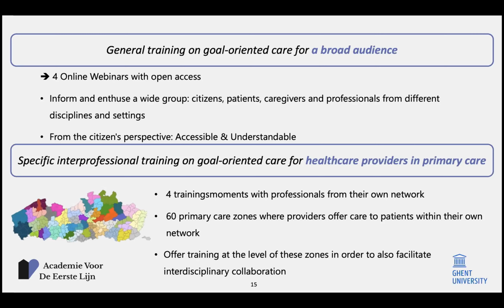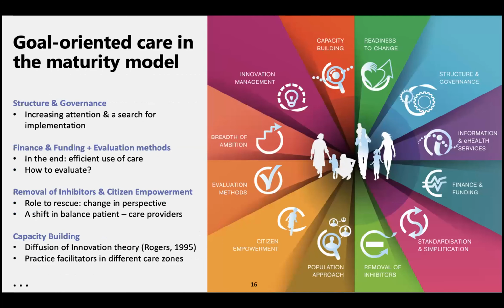And now the only thing that rests me is to open the conversation on how goal-oriented care might be linked to integrated care, and more specifically to the 12 dimensions of the maturity model. Now, I must say that I'm totally new to this model, so this is all based on my first experience with it. But from this first experience, I have the idea that we can see a link between goal-oriented care and almost any dimension of this model.